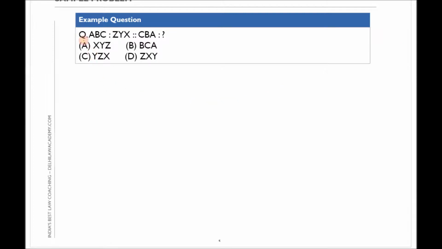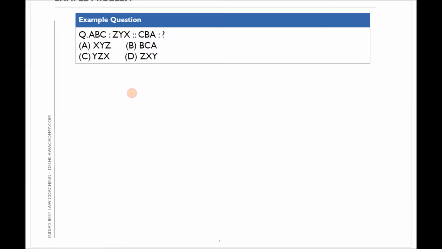Another interesting question, guys. This is of a different type. This is actually a coding decoding question rolled into an analogies question. And at first glance, it looks quite scary, but it turns out to be quite simple actually. All you have is ABC corresponds to ZYX, and you are being asked what does CBA correspond to.